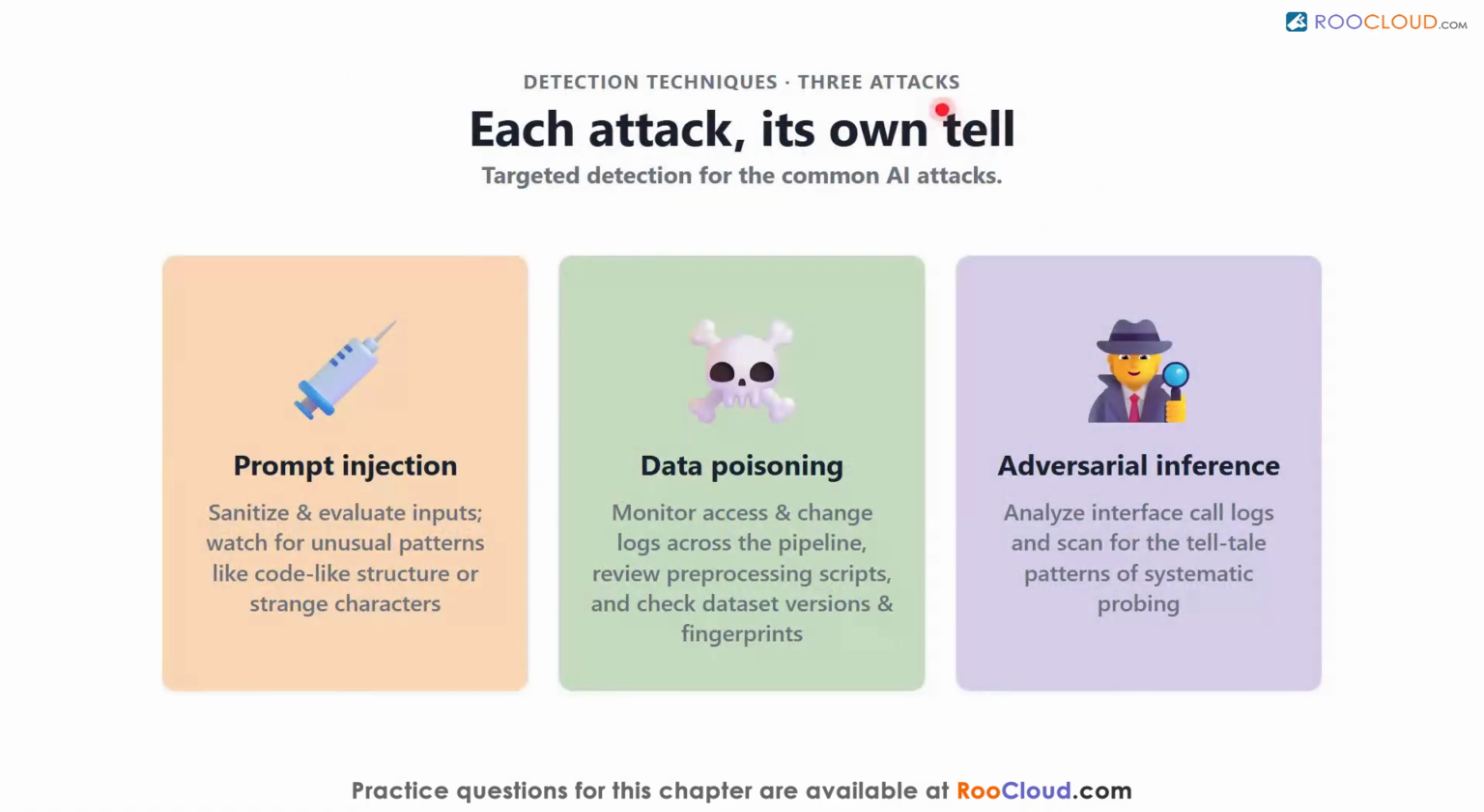Let me give you the detection techniques for 3 common attacks. For prompt injection, where hidden instructions are smuggled into input, you sanitize and evaluate inputs and watch for unusual patterns, like text full of code-like structure or strange characters. For data poisoning, you monitor access and change logs across the data supply chain, review pre-processing scripts for unauthorized edits, and check dataset versions and their fingerprints. And for adversarial inference, where an attacker probes a model to reverse engineer it, you analyze the interface call logs and scan for the telltale patterns of systematic testing.